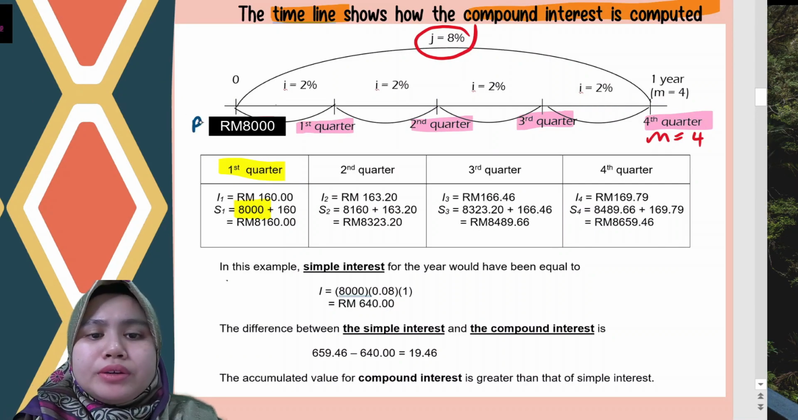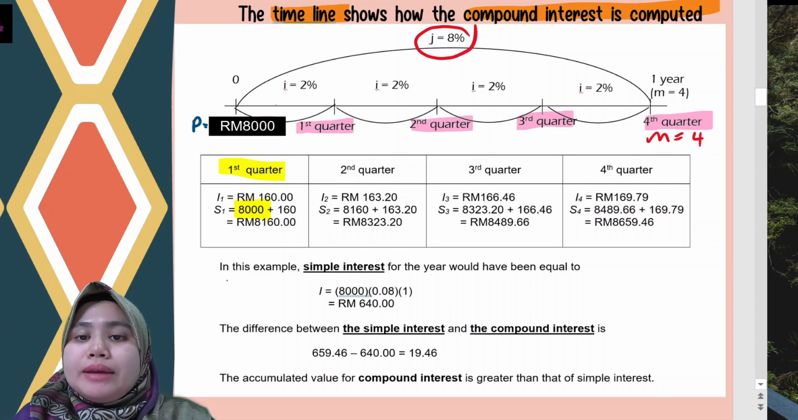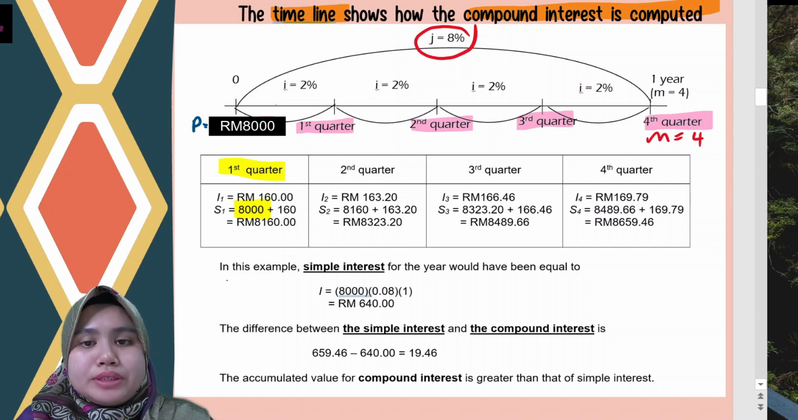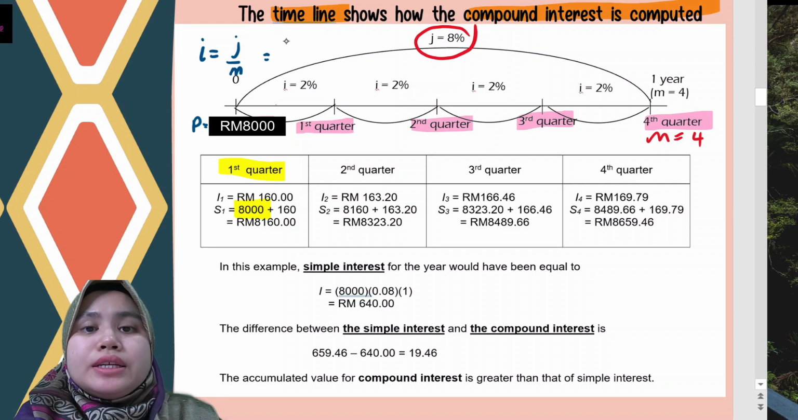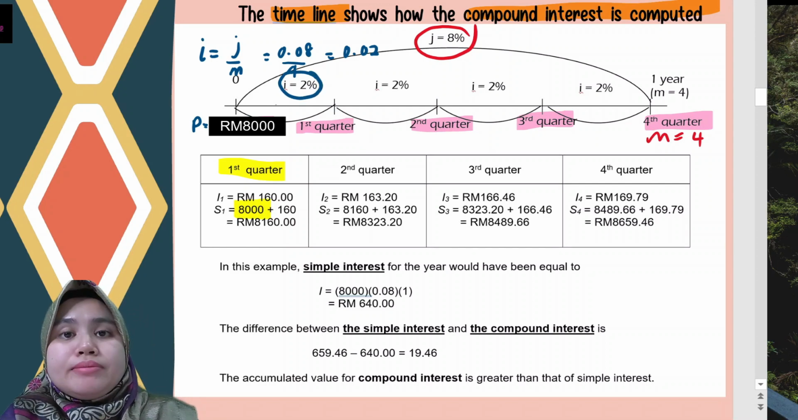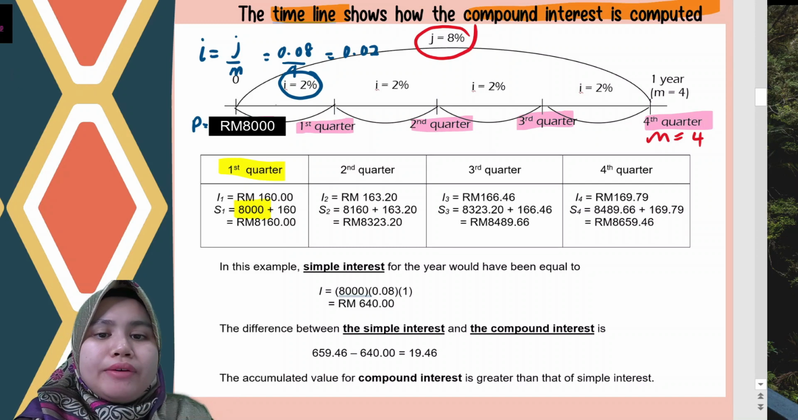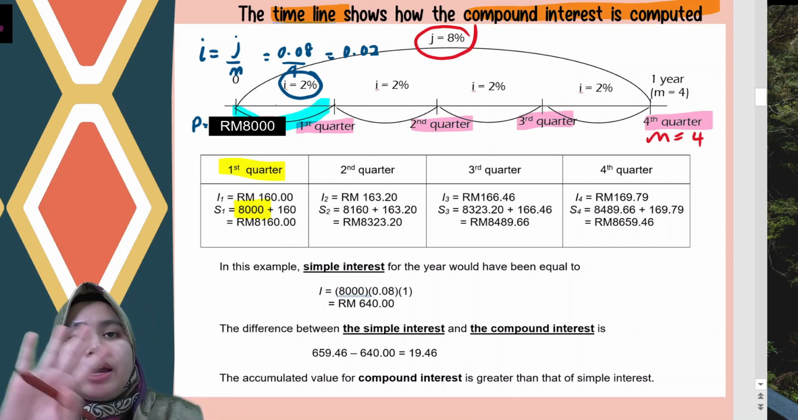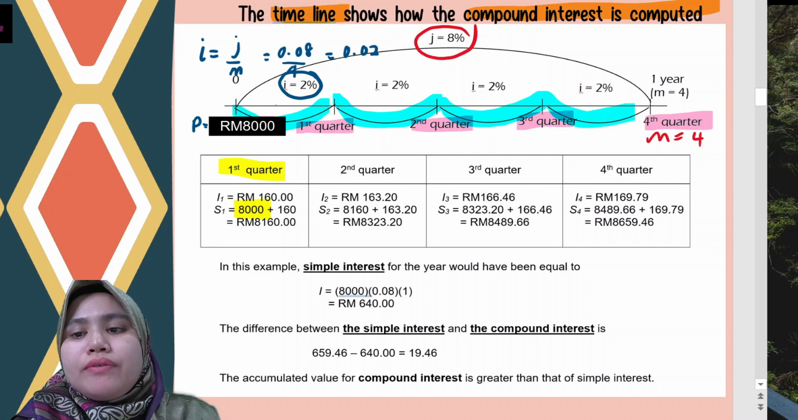Timeline here, this is your P. Your P is 80,000. And your M is equal to 4 and your J is equal to 8%. So for you to find your I, it is your J divided by M. Your J is 0.08 divided by M which is 4. So at the end, you will get 0.02. So that's why your I is equal to 2%. What does it mean with M equal to 4? As you can see here, we have 4 times. You will have 4 times for us to calculate interest.